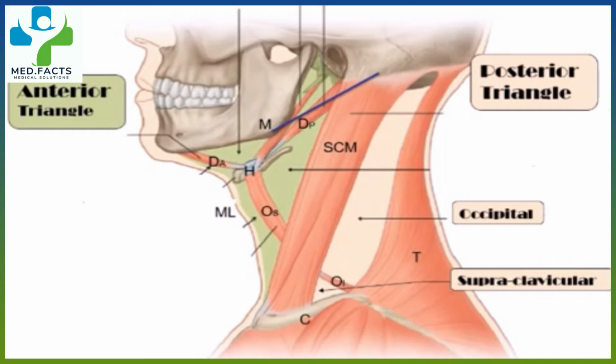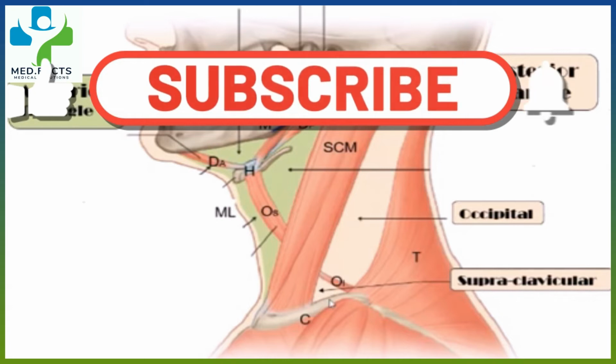Now going to the next triangle, the smaller triangle in the posterior triangle, that is called the supraclavicular triangle. It is called supraclavicular because it is above the clavicle. Supra means above, because it is above the clavicle, so it is called a supraclavicular triangle. This is also called the subclavian triangle. Okay, we will discuss that.